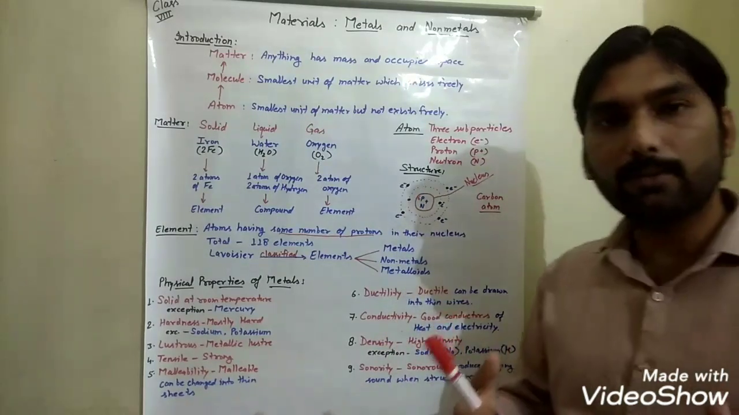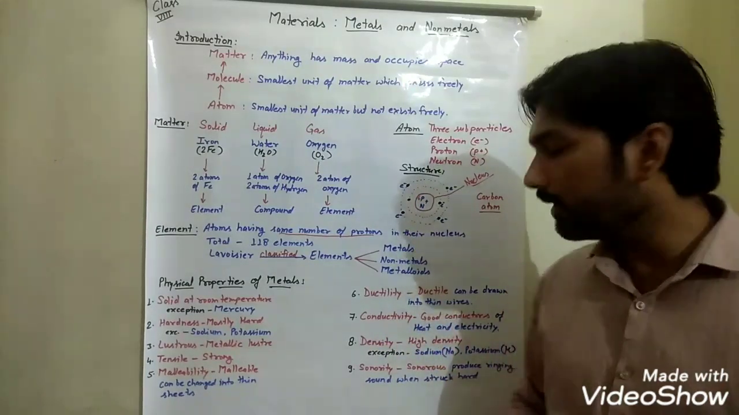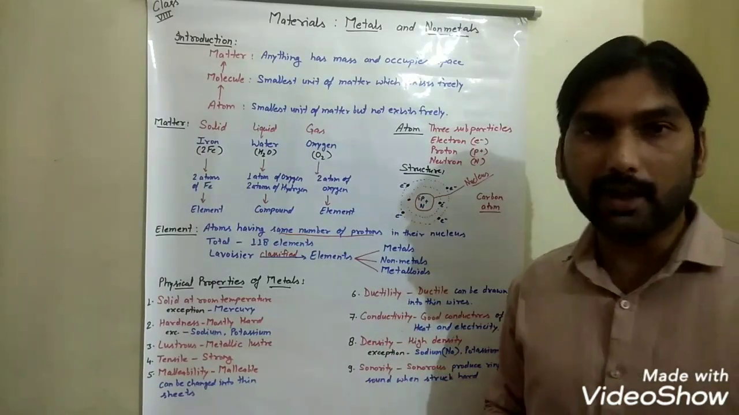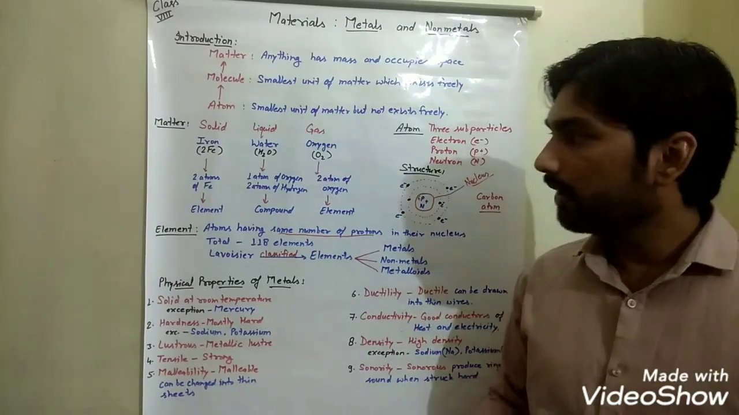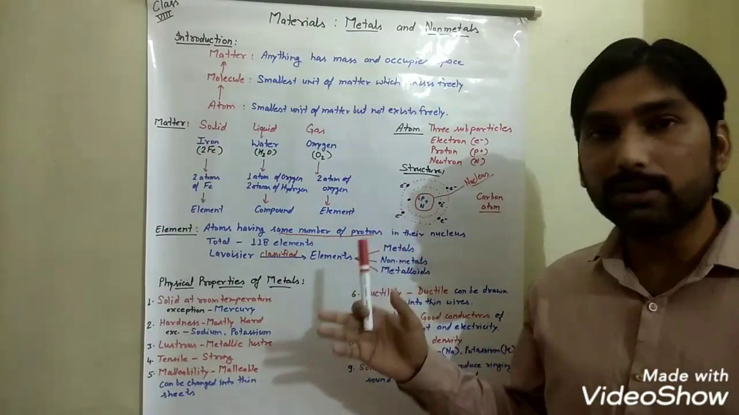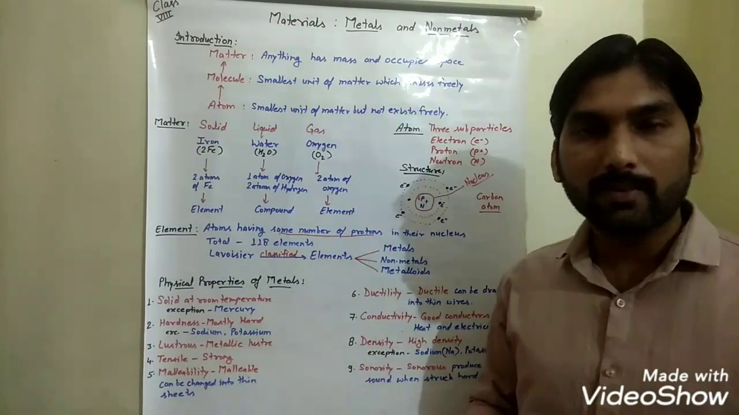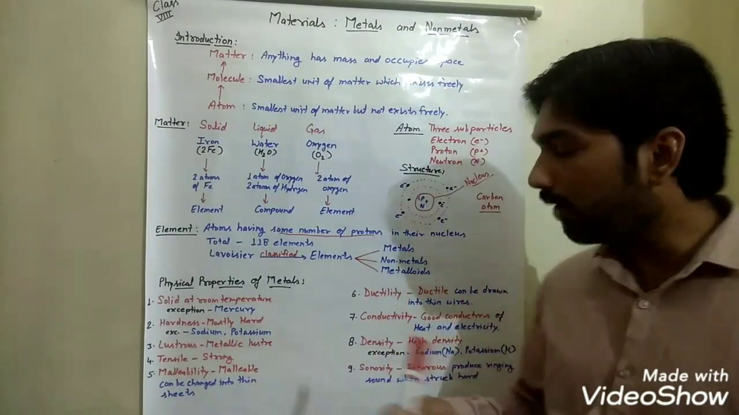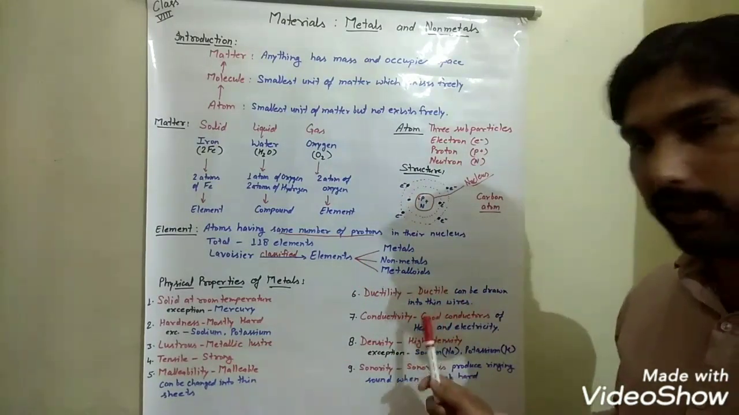Conductivity. As you have read in your previous classes, all the metals are good conductors of heat and electricity, because atoms have free electrons at their surface which conduct the electricity, and they are also good conductors of heat.